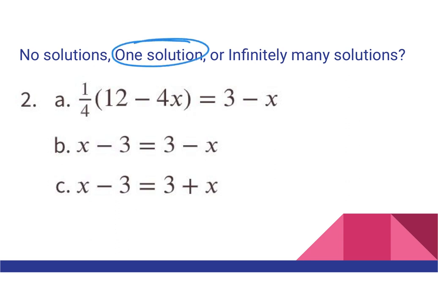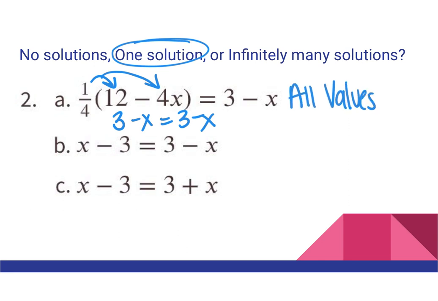So I'm going to start off by distributing. I'm going to be simplifying so I can see exactly what it is that I'm working with. So 1/4 of 12 is 3. And 1/4 of -4x is x. So with A, we see that we have the exact same expression on both sides. So that's going to be an all values or infinitely many solutions situation. For B, we see that we do not have the same number of x terms. On one side, we have a positive 1x, and the other side, we have a negative 1x. So this is going to be the one with one solution.